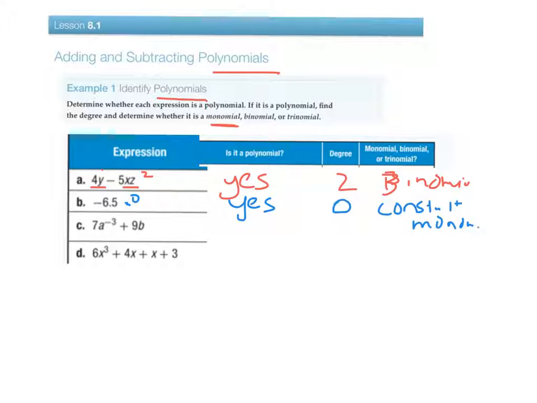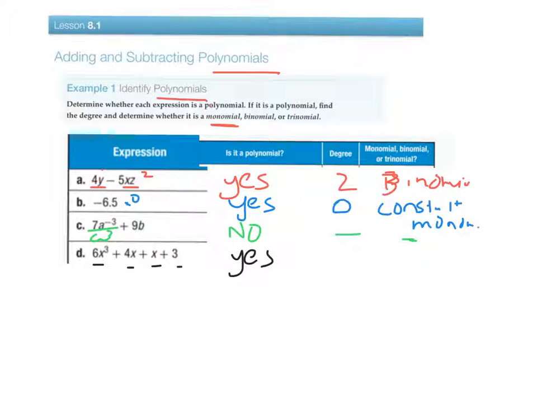And our next one, we have a negative exponent. Well, the negative exponent means the letter goes to the bottom. Once we have a letter in the denominator, we don't have a polynomial. So this is not a polynomial. It does not have a degree, and it's not one of these. Our last one, we don't have any letters in the bottom. So we have a monomial, monomial, monomial, monomial. So this is poly, there's many of them, so this is a polynomial.